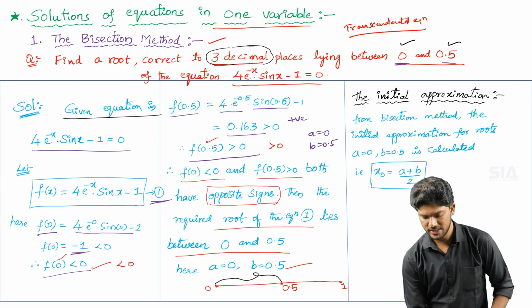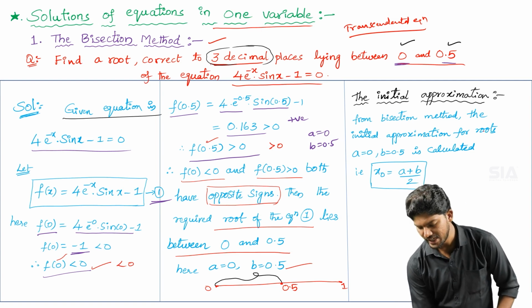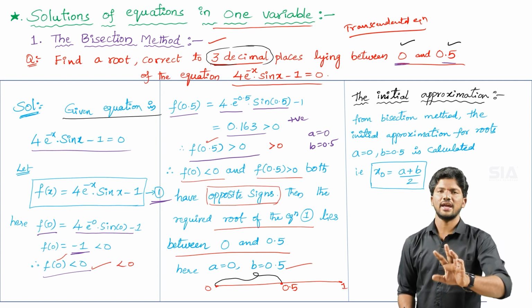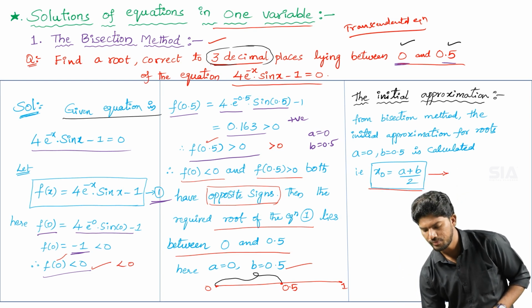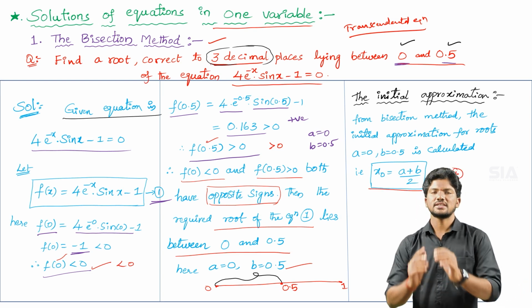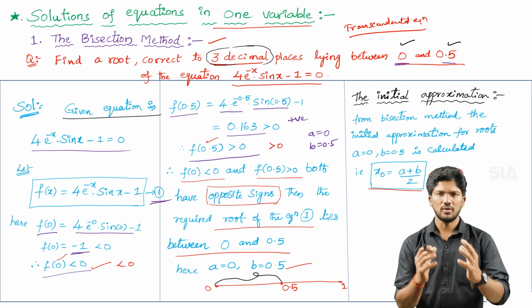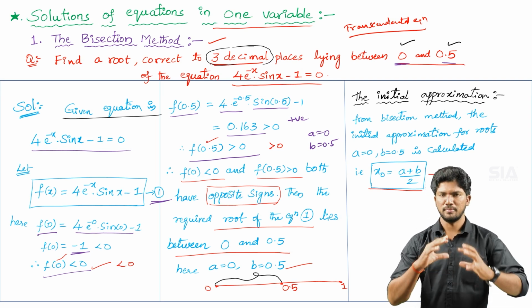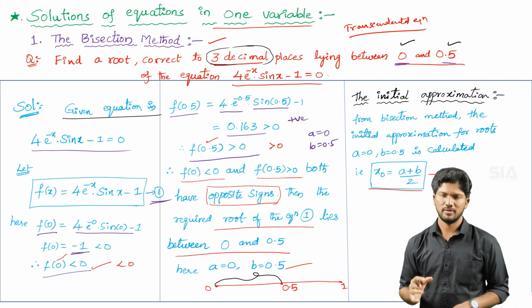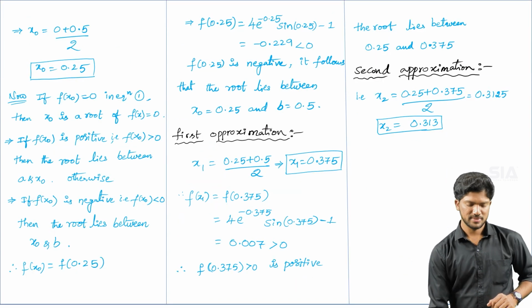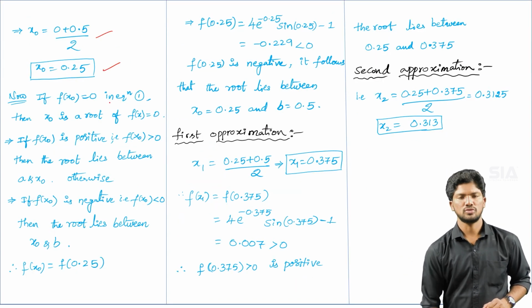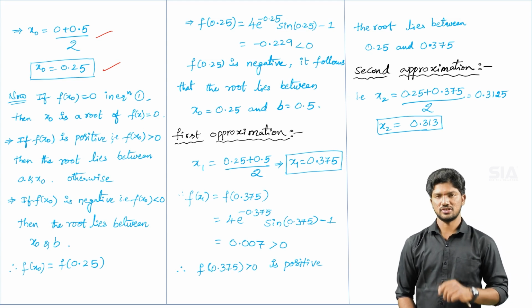Initial approximation from the bisection method: after getting the a and b values, our aim is x naught, which is equal to a plus b by 2. You have to take the average value, the mean value of those two a and b values, a plus b by 2. So that gives the initial approximation, x naught is equal to 0.25.